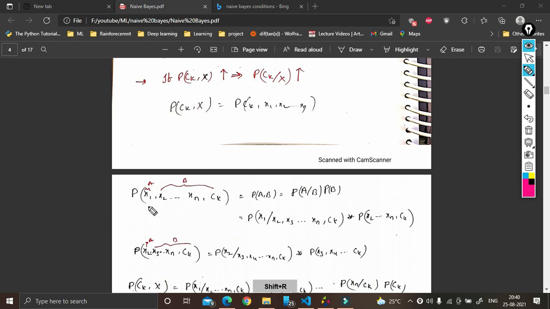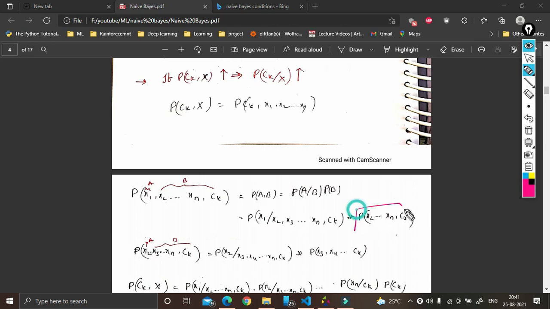Now we will rewrite this like this: probability of x1 comma x2 comma xn, ck. It looks like probability of a comma b. We will rewrite this as probability of a given b times probability of b, using Bayes' theorem. Now a is x1 and b is all the other things. Considering it that way, we get probability of x1 given x2 comma x3 ck, times probability of x2, like this.